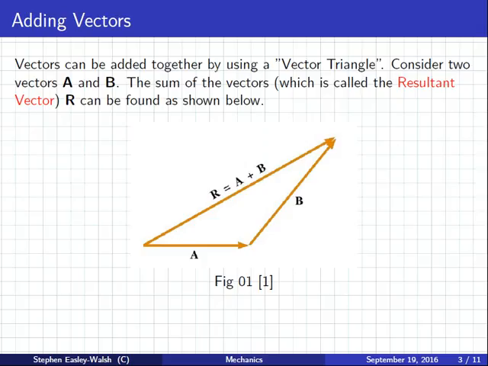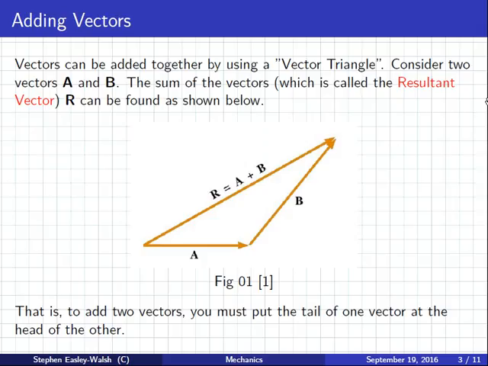Okay, you drew this? We have this? Yeah? Let's continue then. Okay, so that is, to add two vectors, you put the tail of one at the head of the other.